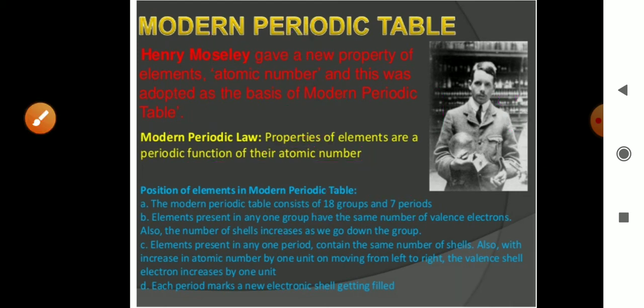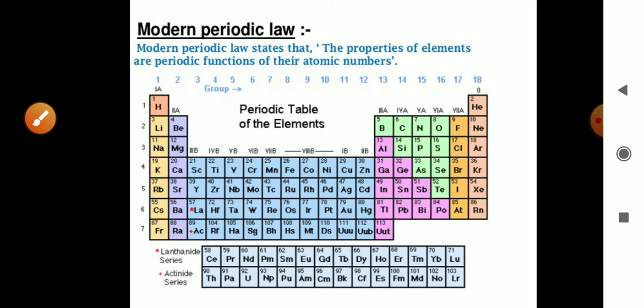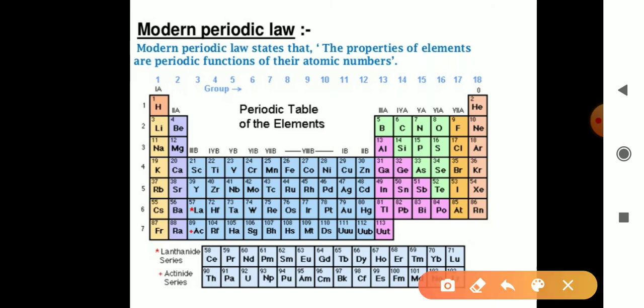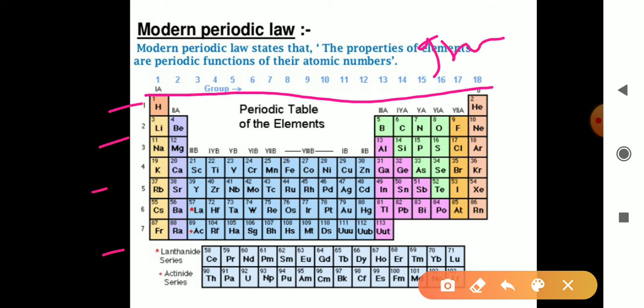For example, see here, we can see the structure of the modern periodic table. Here are the total 18 groups, the vertical columns, and these horizontal rows, 7 horizontal rows, are called the periods. If we consider one group, suppose group number 1, then all elements in group number 1 have the same number of valence electrons, and as we move down in the group, the number of shells increases.